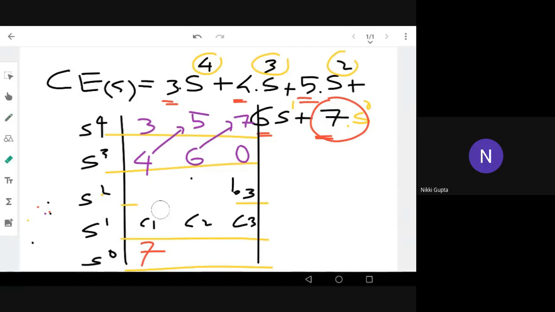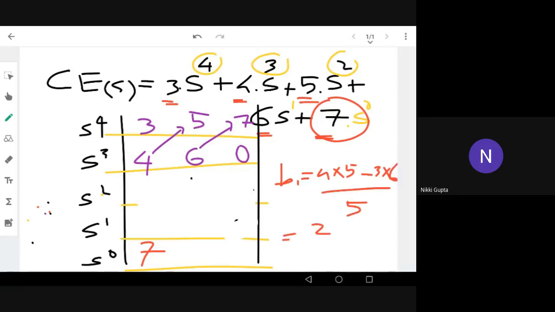So now, let's see. So what is B1? So B1 is nothing but 4 into 5 minus 3 into 6 divided by 5. So 20 minus 18 divided by 5. That is 2 by 5. Yes, B1 is 2 by 5.